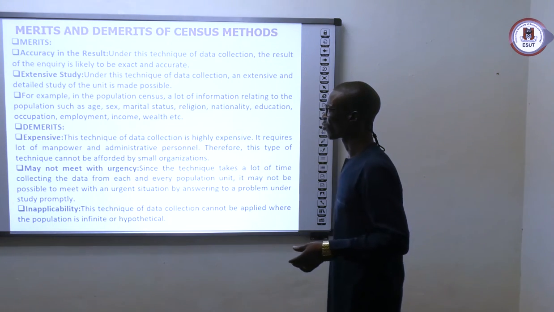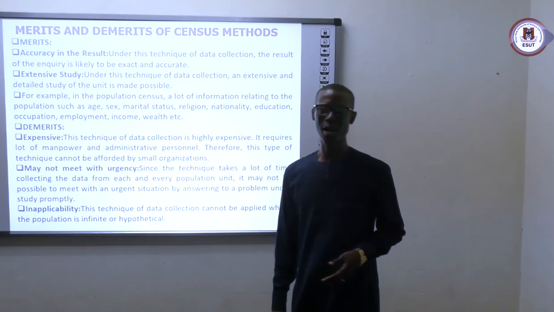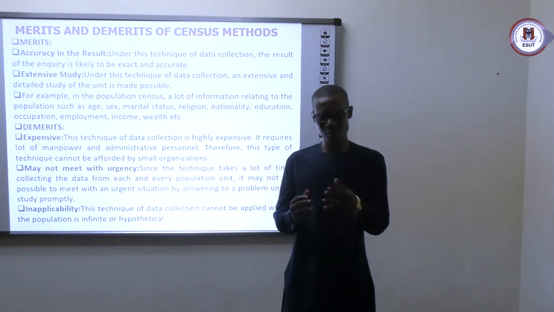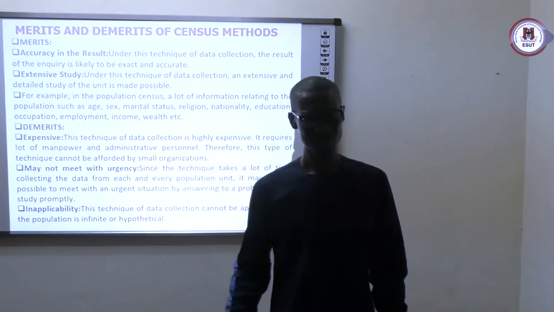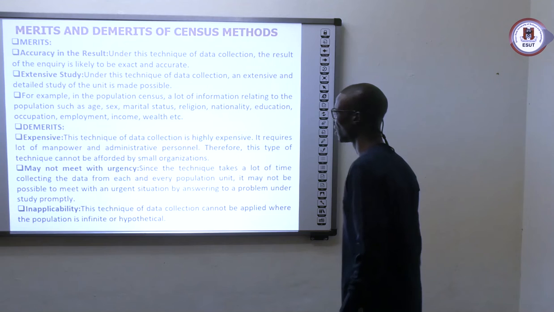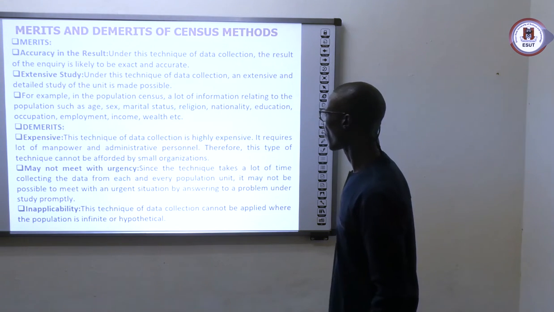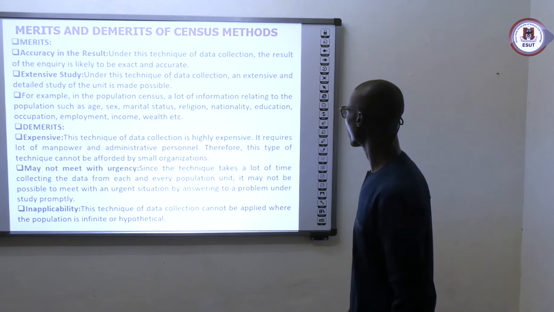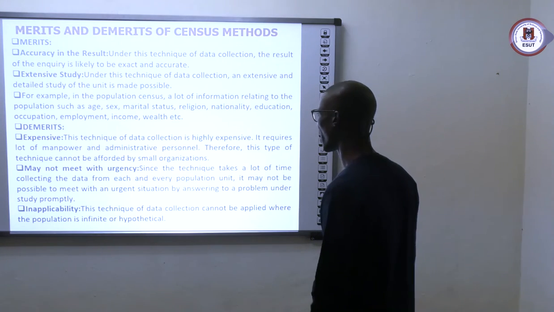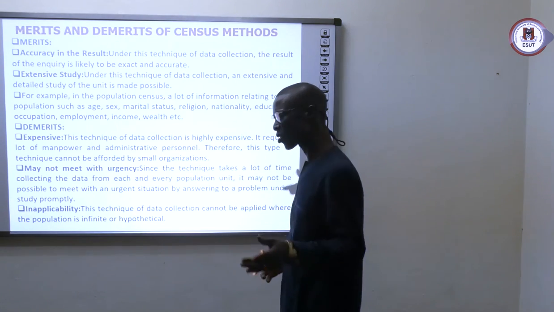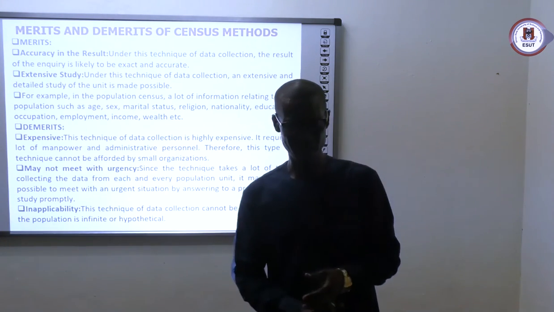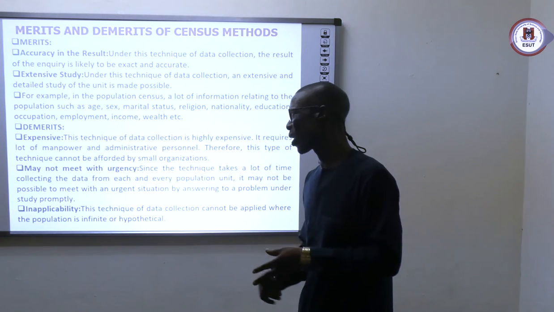It gives more accuracy. The second is that it gives a more extensive study. Extensive in the sense that census examines every individual in the society, not leaving anybody out. So it's more extensive in data collection. For example, in the population census, a lot of information relating to the population, such as age, sex, marital status, religion, nationality, education, occupation, employment, income, and wealth, are all collected for every individual. So it's more extensive and it gives more accurate information.